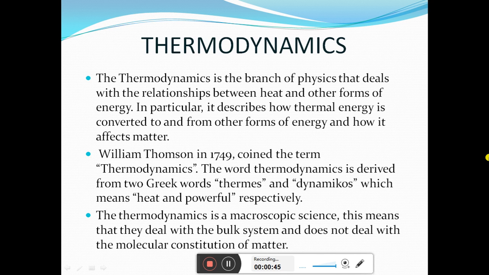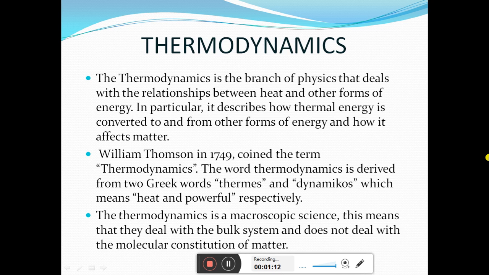William Thomson in 1749 coined the term thermodynamics. The word thermodynamics is derived from two Greek words, thermos and dynamikos, which mean heat and powerful respectively. Thermodynamics is a macroscopic science. This means that it deals with the bulk system and does not deal with the molecular constitution of matter.